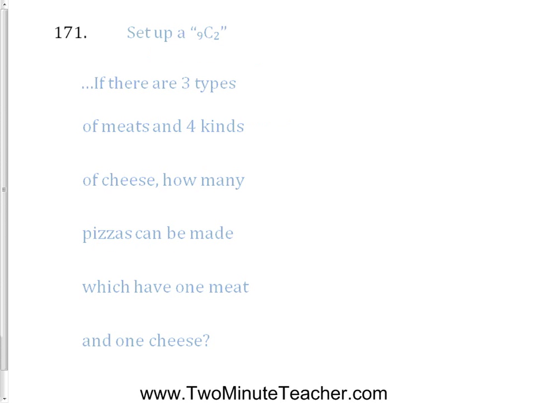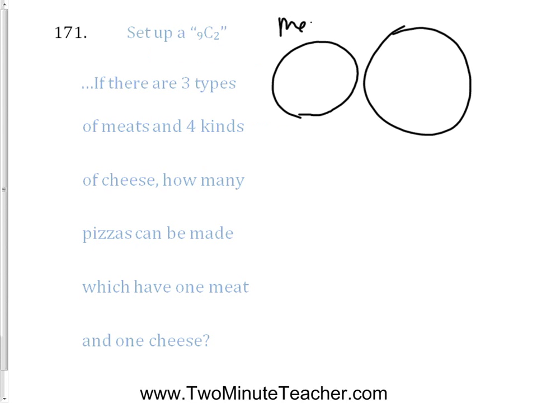Moving on. Set up one of those. If there are 3 types of meats and 4 kinds of cheese, how many pizzas can be made which have 1 meat and 1 cheese? All right, this type of problem is made up of multi-parts. Basically we have meat and we have cheese, and we're going to multiply them together to get all of our options for meat and our options for cheese multiplied out.